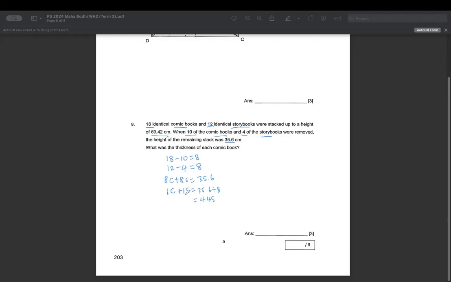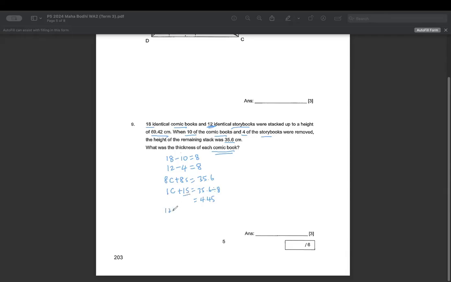I have 1 comic book and 1 storybook now. The question is asking me for the thickness of each comic book. So what I want to do is get rid of the storybooks. If I want to get rid of storybooks and only be left with comic books, I have to make the number of storybooks the same. Currently I have 18 comic books and 12 storybooks. Let's make the comic books here become 12.